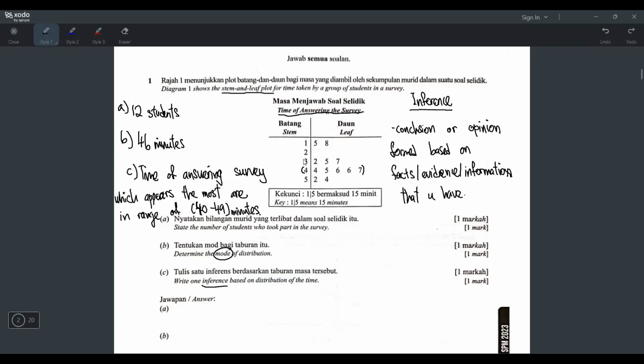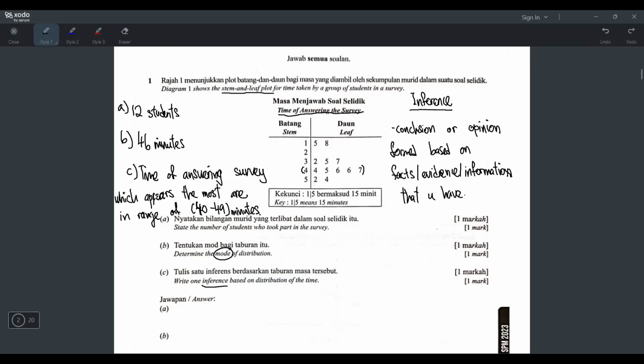Alright. So basically any answer that makes sense, they will accept. Okay, they will terima. But usually lah, most of the time for stem and leaf plot, when we want to interpret, bila kita nak analyze stem and leaf plot, we usually mention the one that appears the most. Okay, the one with the most leaf. Usually we mention that. That's why I choose to write it like this.